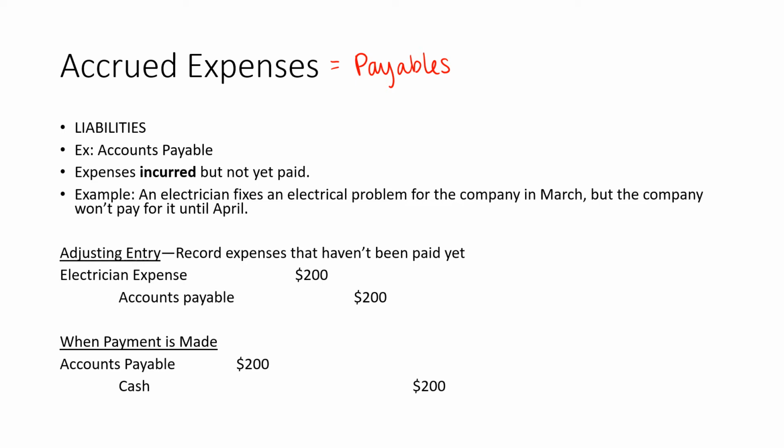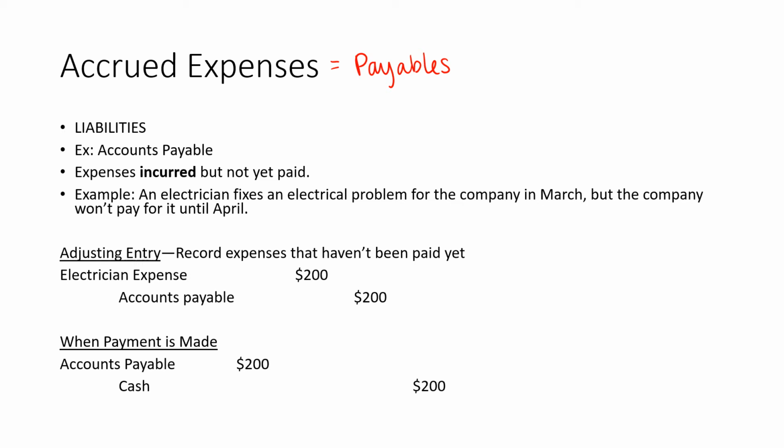Another example is an electrician fixes an electrical problem for the company in March, but the company won't pay for it until April. And in reality, this happens a lot. This can even happen in our personal lives, at our own homes, whatever. Someone comes out and works on something, fixes something, and then they end up sending us an invoice for that later. So we will have received the service, but have not yet paid for it. But we know that we're going to have to. So we record that as a liability, showing that we have to pay that in the future.